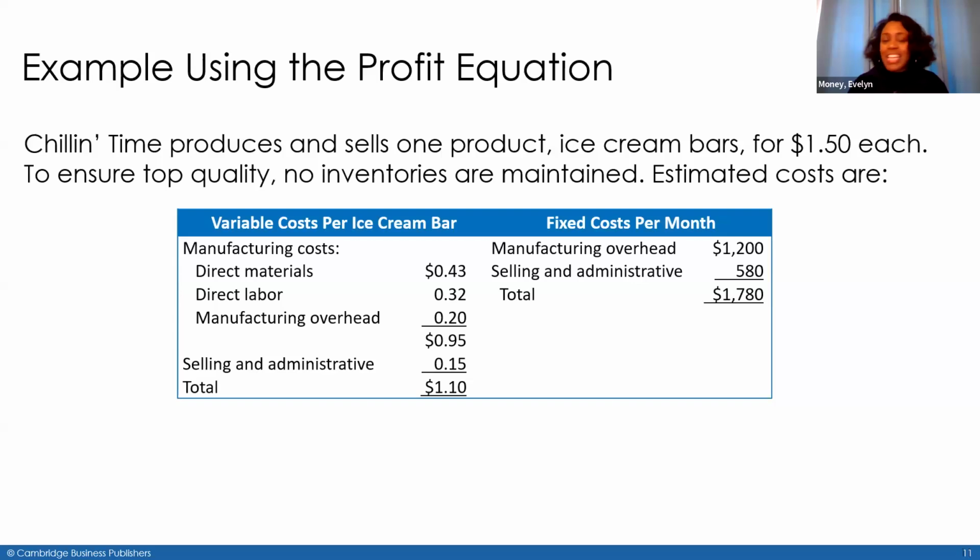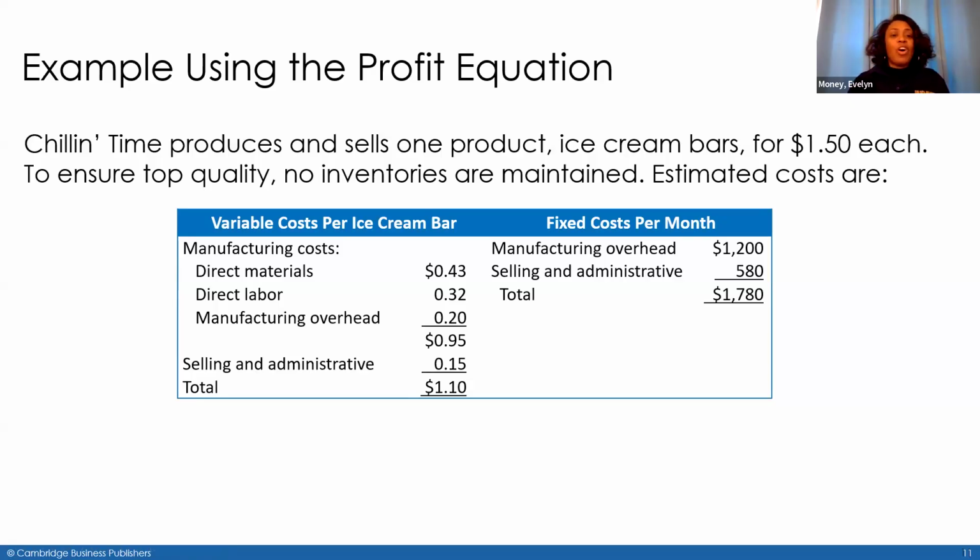So here's a great example using the profit equation. We have this company that produces and sells only one product, ice cream bars, for $1.50 each. To ensure top quality, no inventories are maintained, which is important when we do cost volume profit analysis. We'll talk about this in a bit, but one of the assumptions is that there are no changes in inventory. So in this case, no inventories are maintained, so my numbers are good.